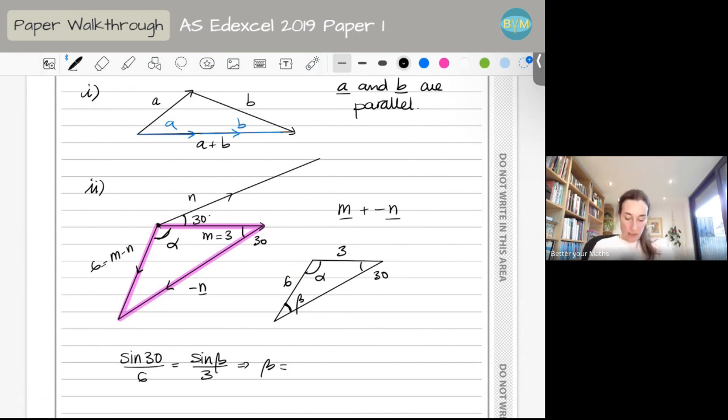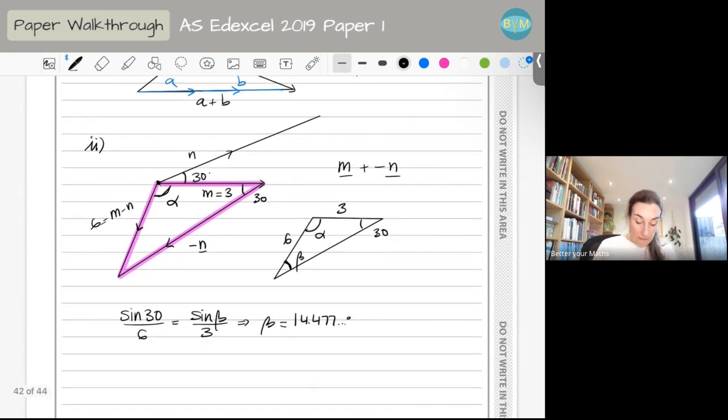So I'm going to do sine 30, which is 0.5, divided by 6 times 3, and I do sine minus 1 of that. So sine beta is 1/4. I'm going to do sine minus 1, which is 14.4775 degrees. That's beta, which means alpha, the angle that I'm looking for, is 180 minus 14.477 minus 30.